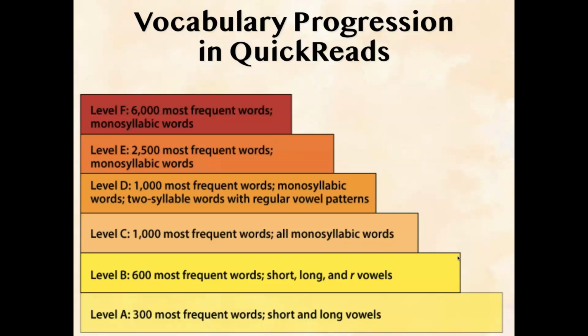And what you're seeing here is that the levels of QuickReads, there are 6 levels, emphasize these words in a staircase form. Okay, so what I'm saying is that at level B, which is roughly equivalent to second grade, you're going to have lots of experience with the 600 most frequent word families, as well as words that have short, long, and R-controlled vowels.